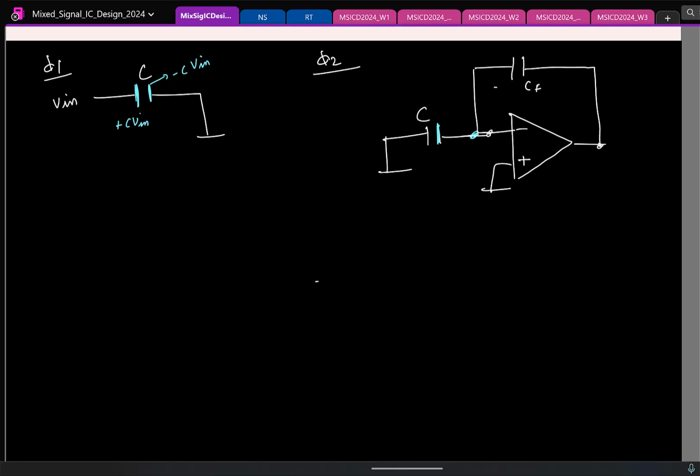So now, after I do this connection, what is the voltage across the capacitor? Zero. The op-amp is enforcing this to be at zero. So voltage across this capacitor is zero. So what is the charge in this capacitor now? So where do you think? Earlier this plate had minus CVin charge, right? Now we are saying this charge has become zero. Where did the charge go? That's what you wanted. So the charge on this plate is what? Minus CVin.